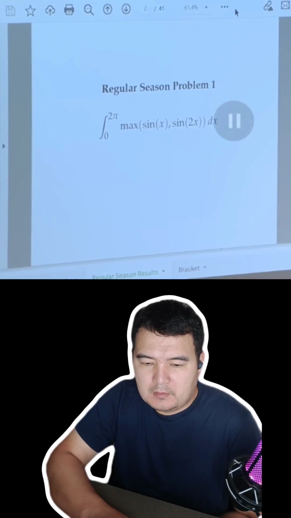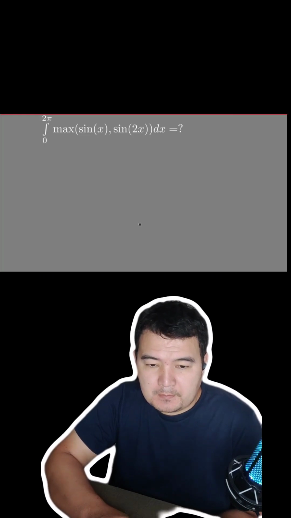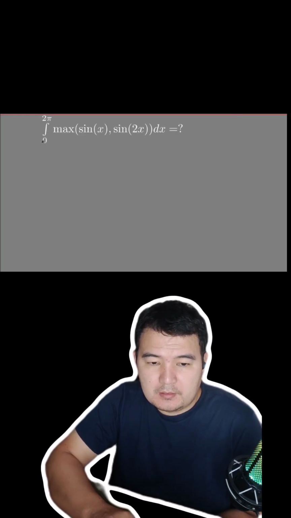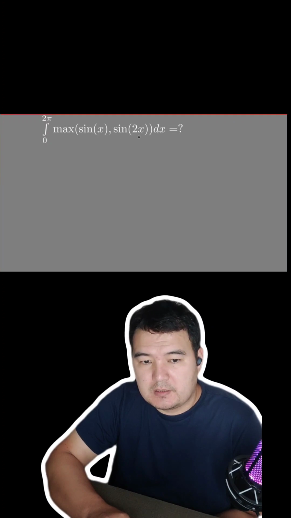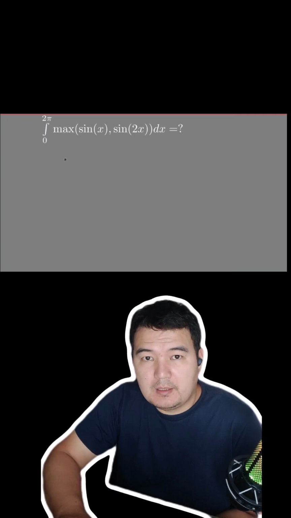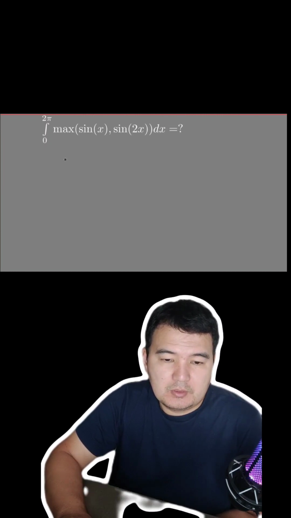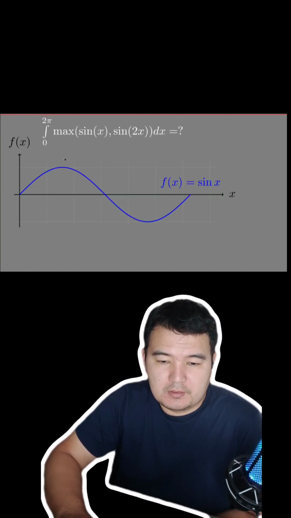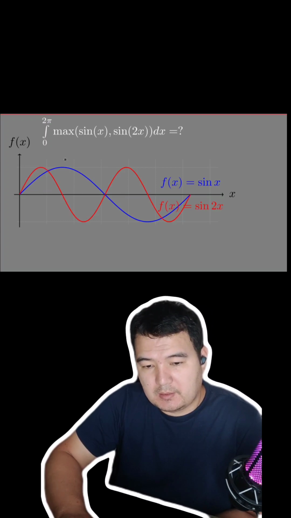Okay, here's the first problem. Integrate the maximum of sine x and sine 2x functions on the interval from 0 to 2 pi. Just to give you the idea, let's draw the graph of the function. The graph of sine function is the following, and the graph of sine 2x will be something like this.